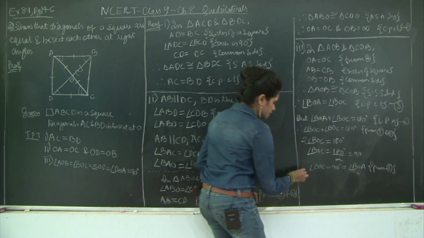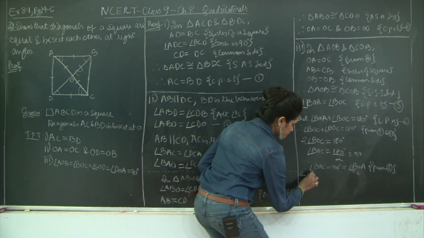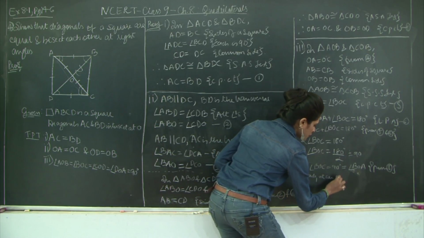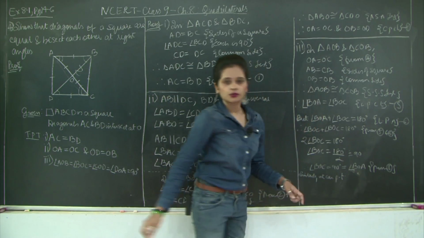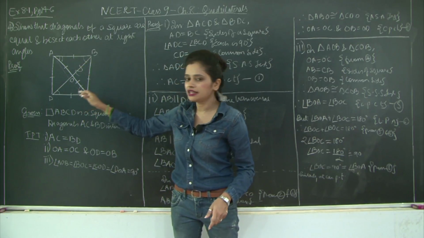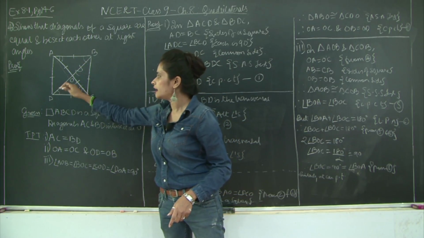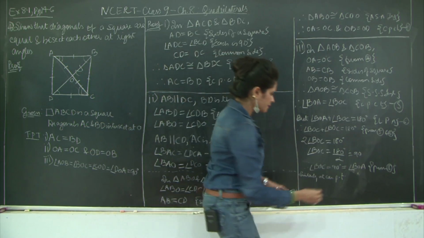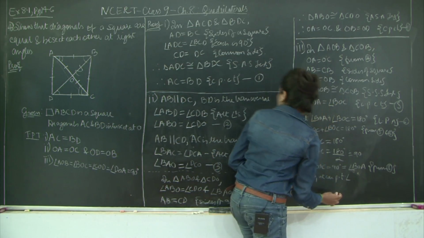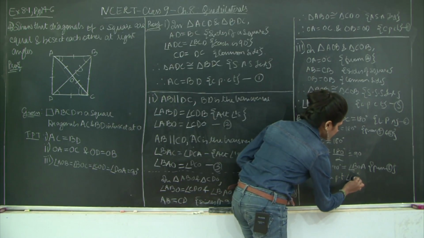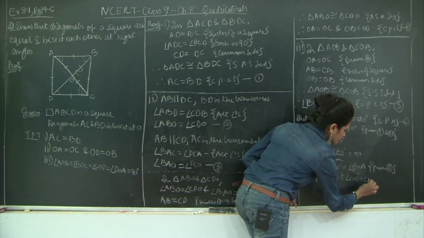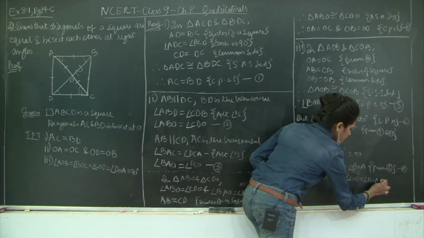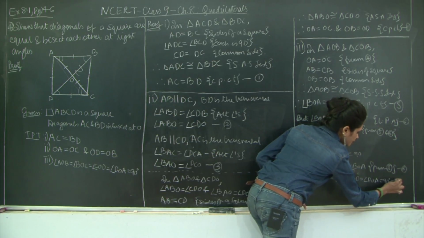I can say similarly we can prove that angle COD is equal to angle DOA, which is equal to 90 degrees. We can prove that angle COD is equal to angle DOA. Let's mark this statement as 7. DOA is equal to 90 degrees.